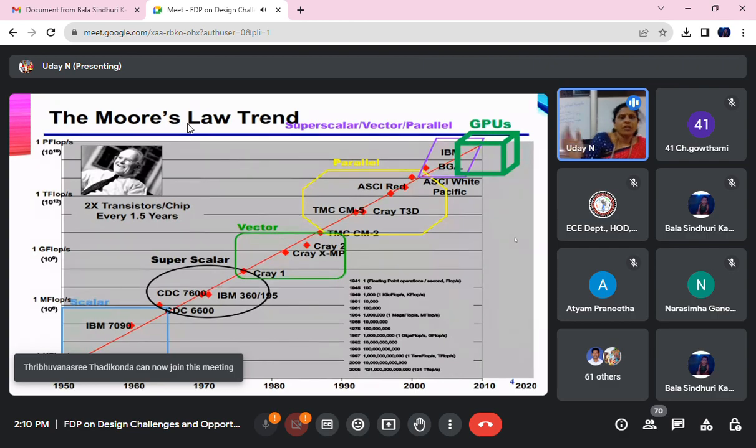So the processors started from the implementation of scalar, superscalar, vector, and parallel algorithms. Now we are in the era wherein we require not just a parallel processing architecture processor, but a graphical processor unit. Only a graphical processor unit can be so fast as to implement at least one peta floating point operations per second. So we are in that era.